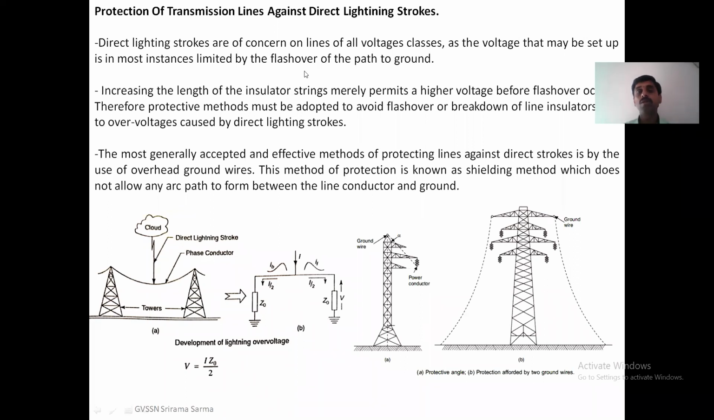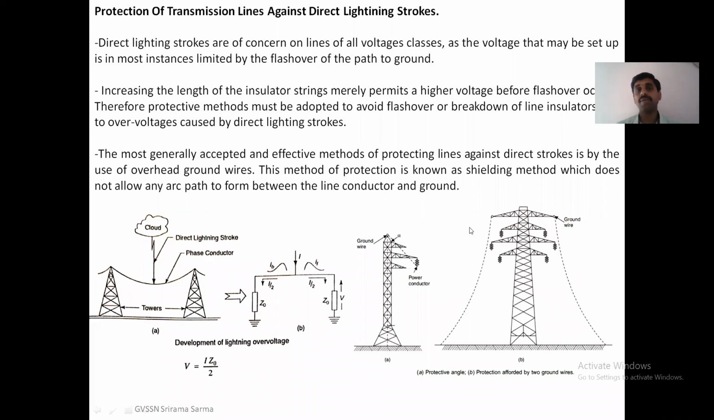Okay. So now for direct lightning strokes, or for protection against lightning, we are using shielding methods. Shielding methods means there is no arc formation between the line and the ground. So it will be completely shielding. To discuss direct lightning stroke protection, first we will see what the lightning phenomenon is.